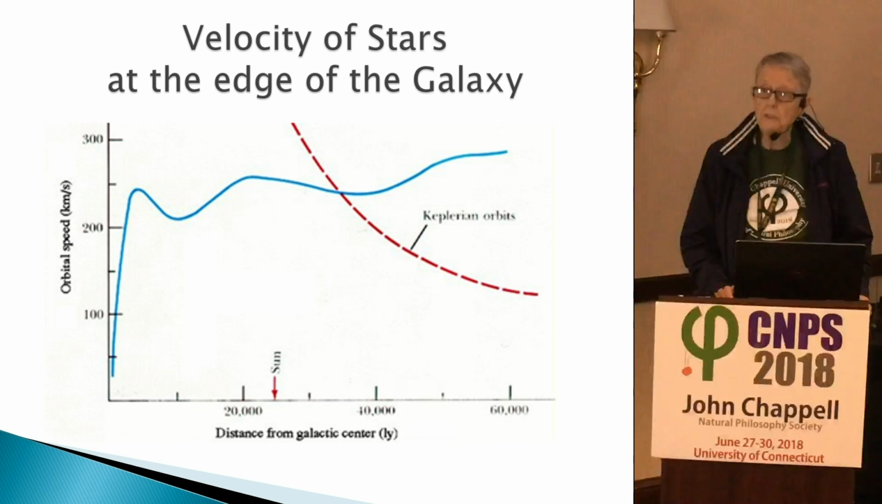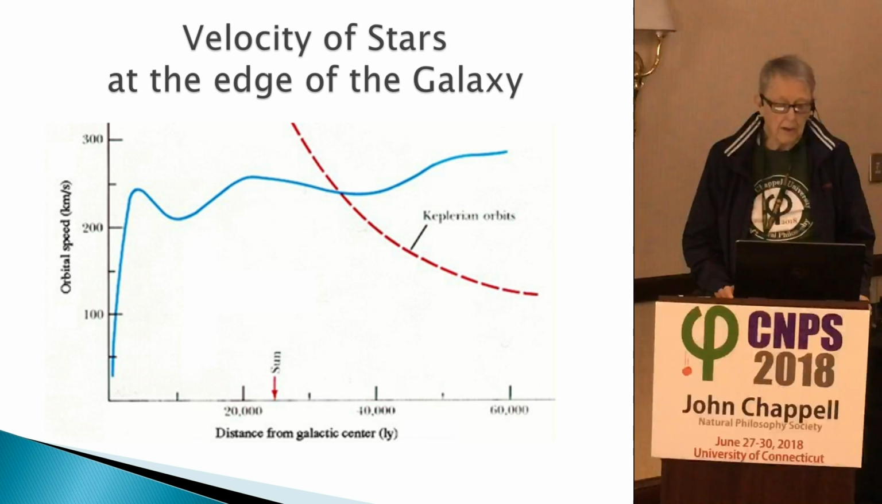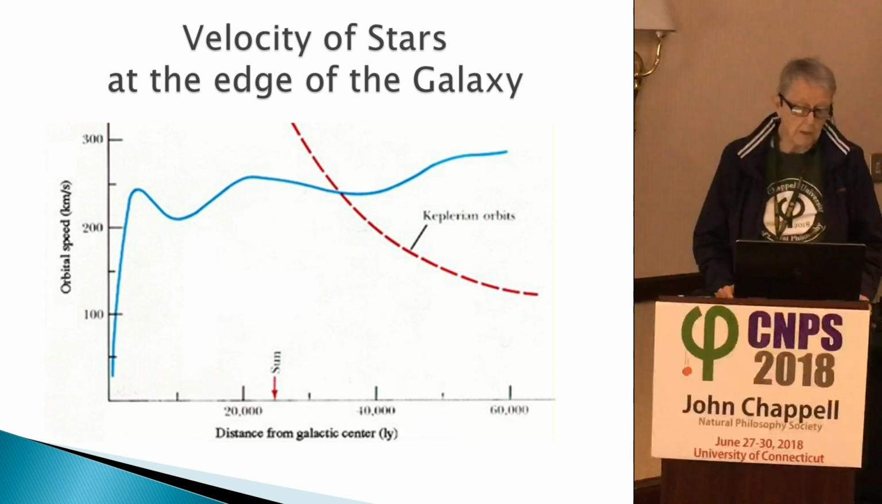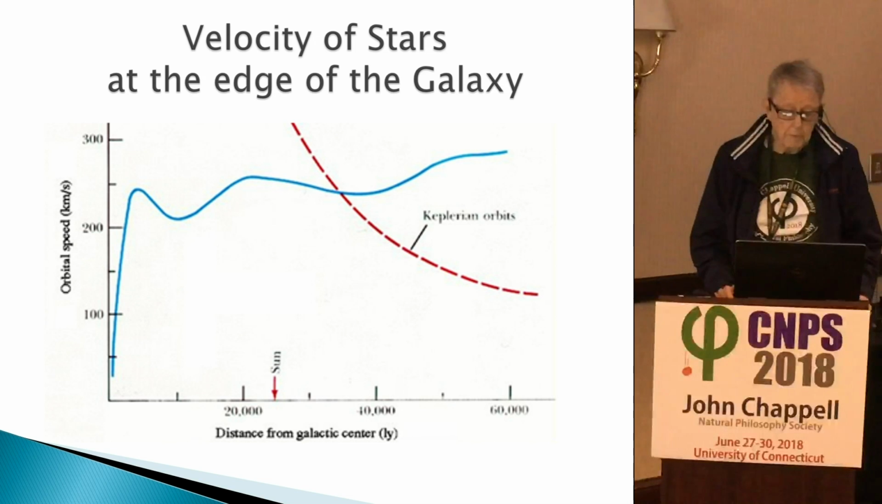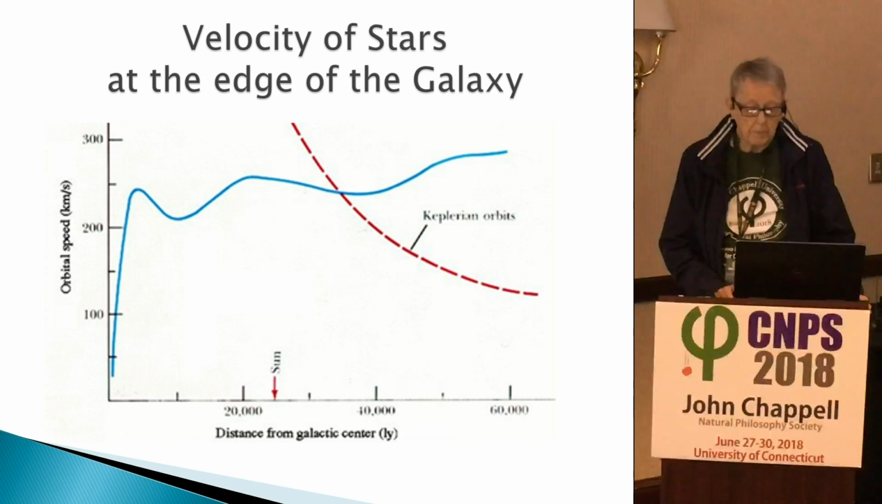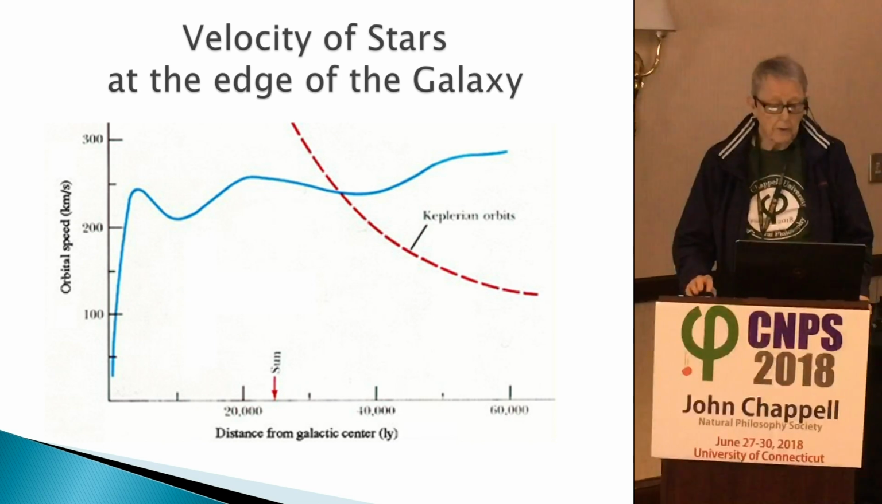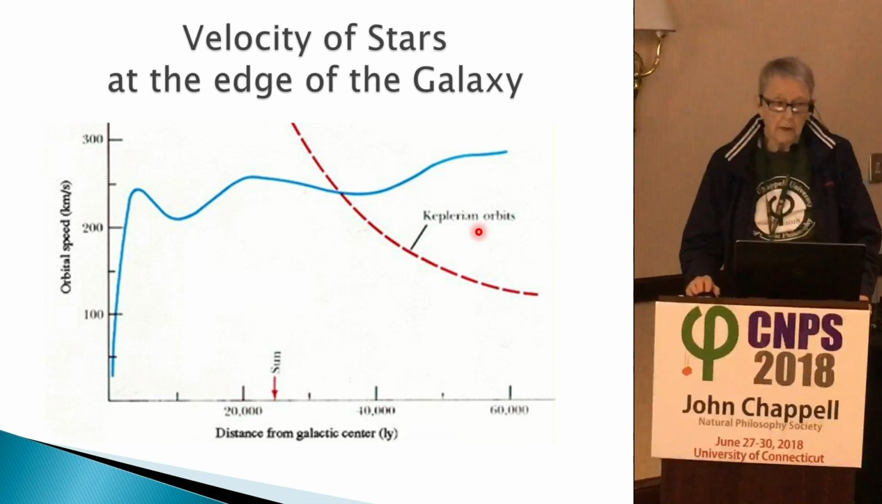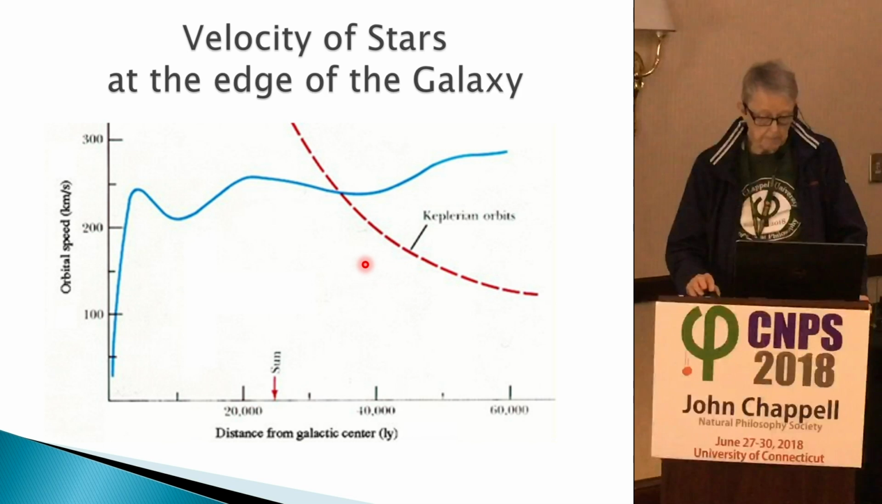The blue curve is the measured values of the velocity of the speed of the stars as you go from the center of the core outward. And you'll notice, though, that even though the blue curve is measured, the Keplerian calculation, according to this graph, is way too low at the edge. The measured value is much higher, and that needs to be fixed.